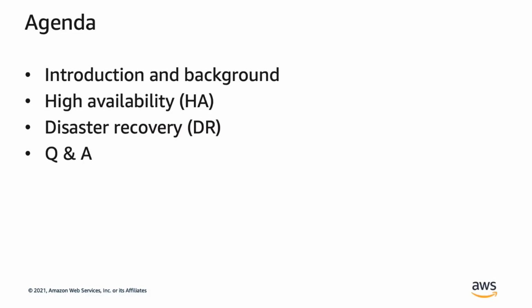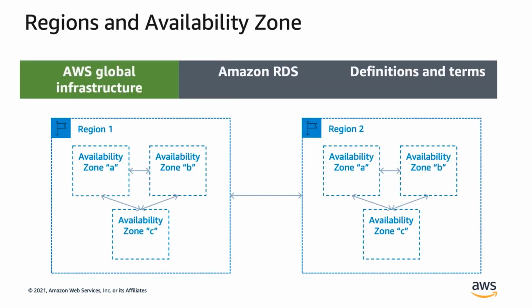So the agenda for today is we will start with an introduction to AWS infrastructure and some background information that will be quite helpful in understanding how AWS has implemented RDS for MySQL and MariaDB. Then we will drill into high availability and best practices around it. We will spend some time discussing disaster recovery, and then at the end, we will answer some questions you have in webinar chat format.